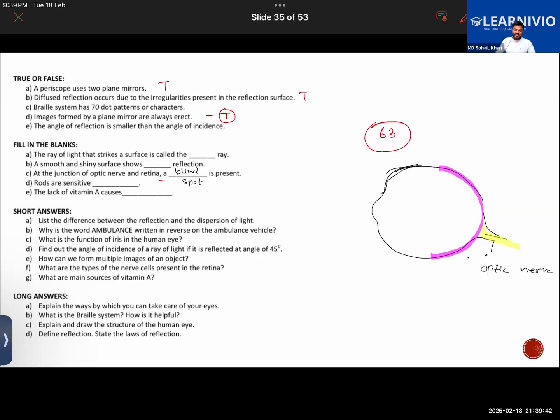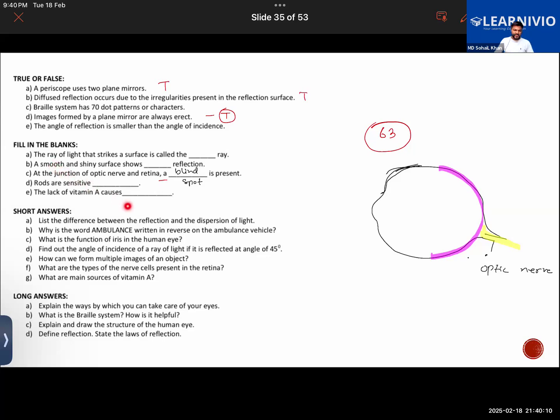So particularly children born in the slums, you understand, right? They are usually malnourished. They don't get an adequate amount of nourishment. So due to deficiency of vitamin A, about 2 to 5 lakh children suffer from this condition every year, all around the world. Okay, next you have to give short answers.